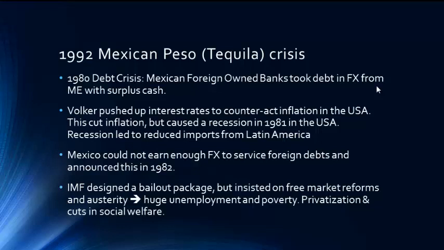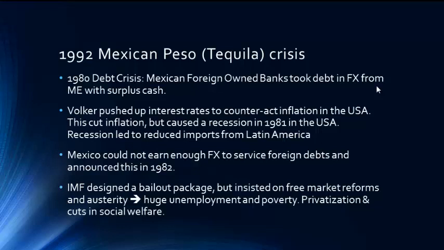That is, they had linked their peso to the dollar, and so basically in 1982 Mexico went into crisis. They announced that they didn't have enough foreign exchange to service the foreign debts. As a result, the IMF designed a bailout package, but they insisted on free market reforms and standard austerity conditions, which led to huge unemployment and poverty.